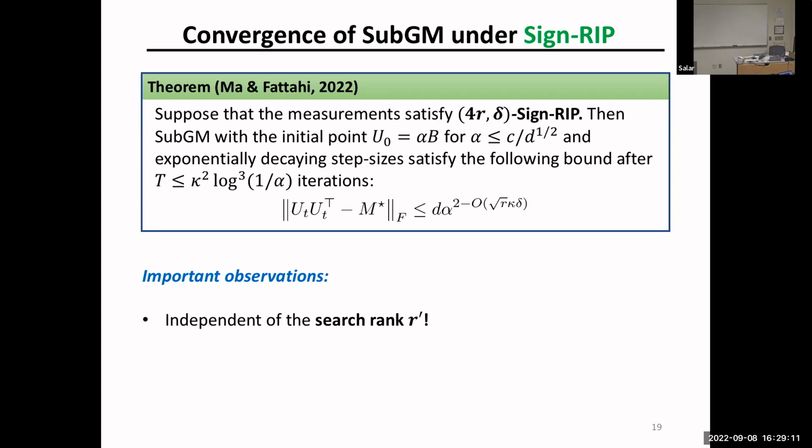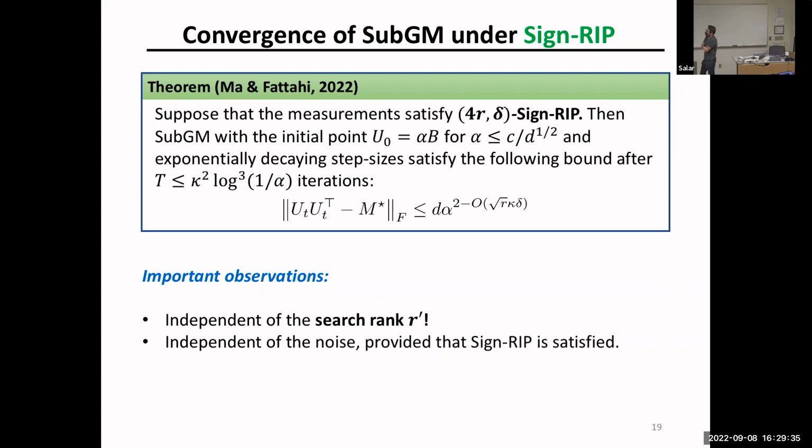First observation is that our result is independent of the search rank, R prime. Nowhere in this theorem do you see any trace of R prime. R here is the true rank, and that is also in line with our simulations. We show that no matter how big R prime is, we get convergence, and it doesn't really affect the performance of the algorithm. The other implication is that the theorem that you see here is independent of the noise as long as you satisfy sign RIP. So we capture the effect of the noise through this notion of sign RIP.